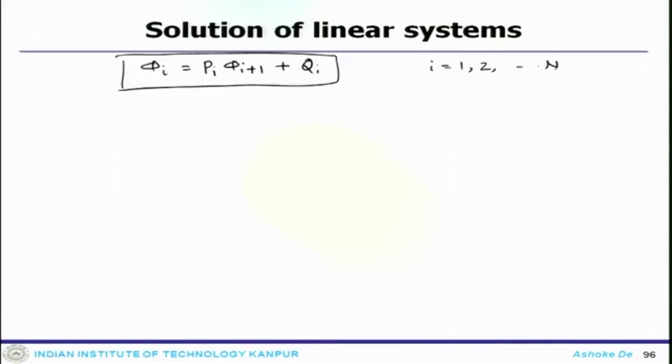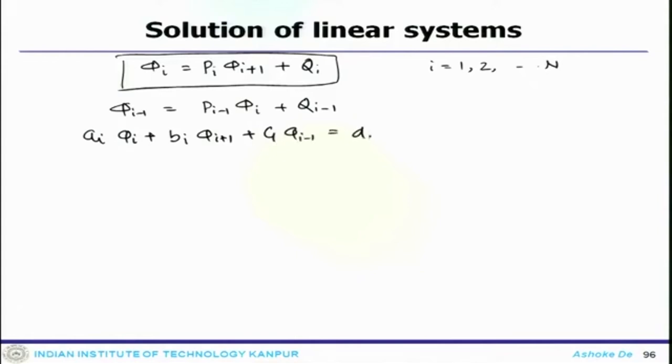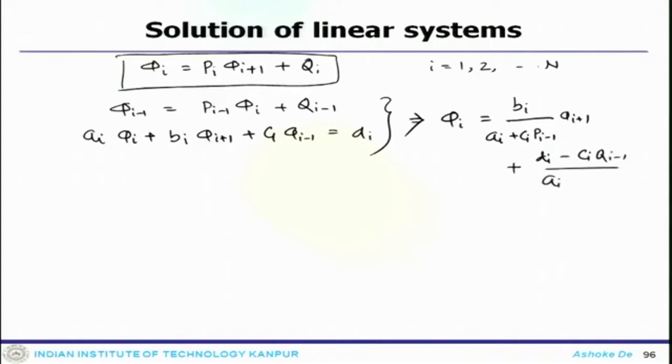Now, if you combine with the equation for i, then phi_(i-1) equals p_(i-1) phi_i plus q_(i-1), and a_i phi_i plus b_i phi_(i+1) plus c_i phi_(i-1) equals d_i. So, from here you get phi_i equals minus b_i divided by (a_i plus c_i p_(i-1)) times phi_(i+1) plus (d_i minus c_i q_(i-1)) divided by (a_i plus c_i p_(i-1)). So, that is what you get.